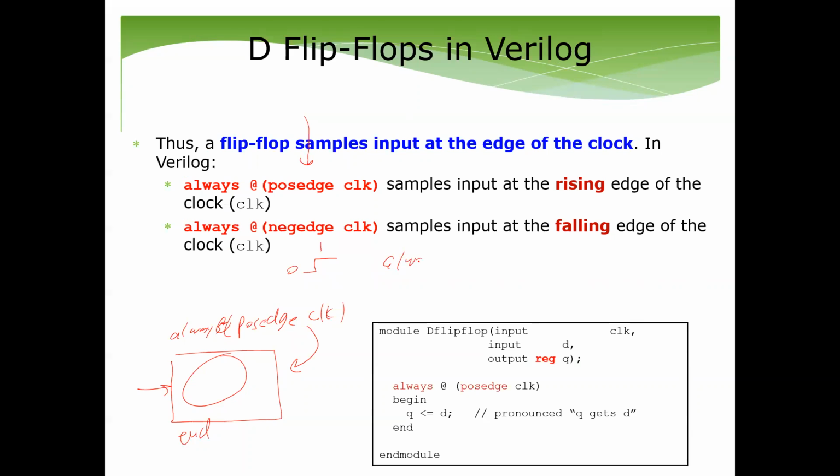If you write always at negedge, which is short for negative edge of the signal clock, go inside and execute whatever statements we have. So the main difference between combinational and sequential circuits in using the always block is that the sensitivity list of a sequential circuit has to follow either a positive edge or negative edge.